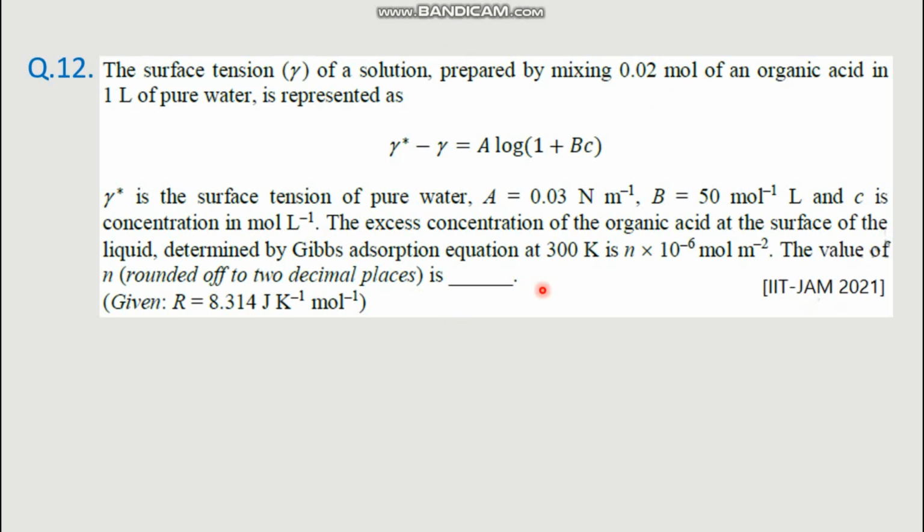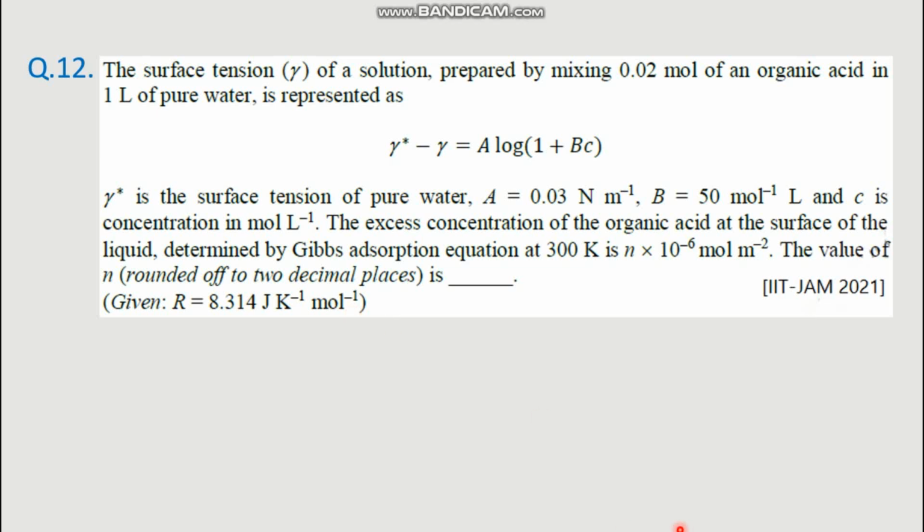So the excess concentration of the organic acid at the surface, by the Gibbs equation, at 300 Kelvin is N into 10 to the minus 6. So N is some unknown, and we have to find out the value of N up to 2 decimal places. Also given R equals 8.314 joule per Kelvin per mole.